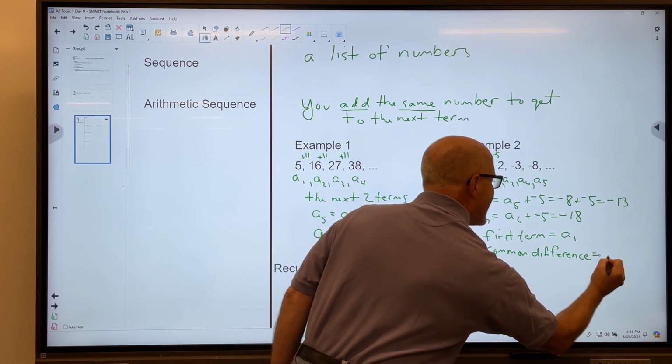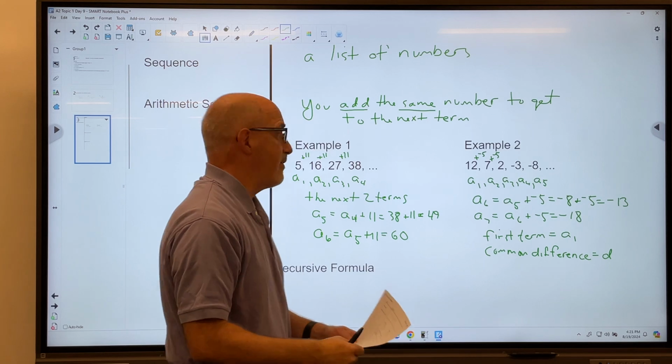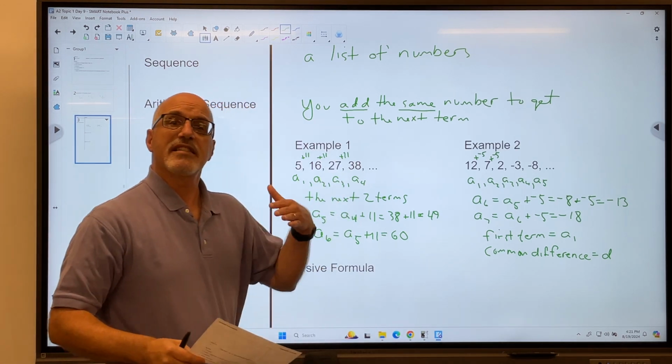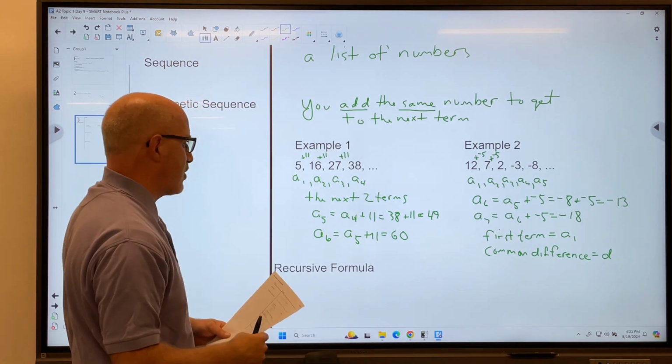We're going to call that D. So here the D would be -5. Here the D would be 11. That's the thing we're adding on each time, the common difference, to get to the next term.